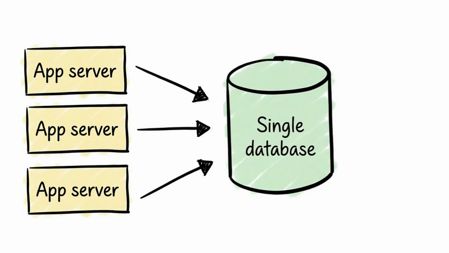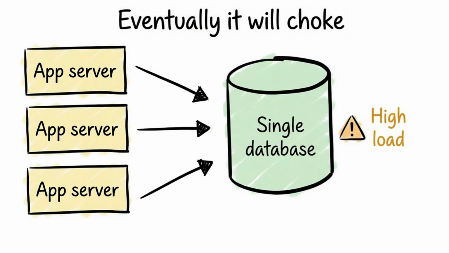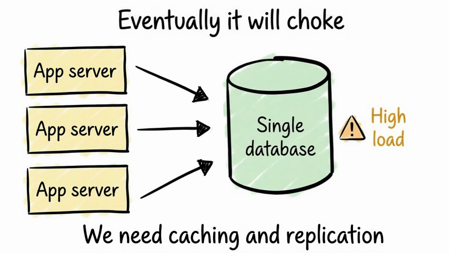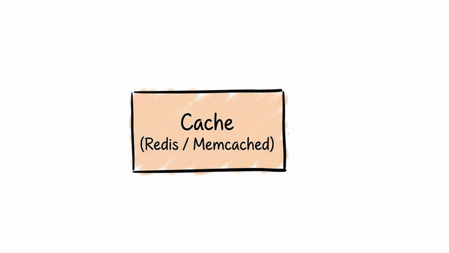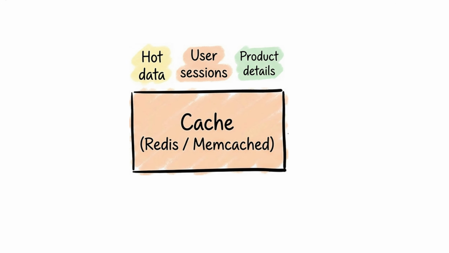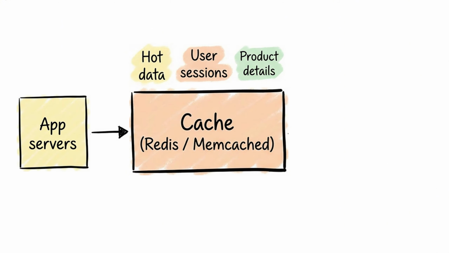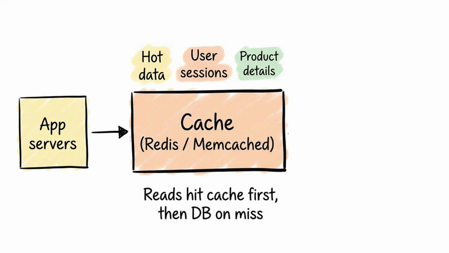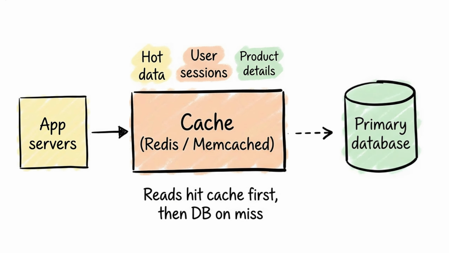Now scale. If you put everything on one database, it will eventually choke. So we add two tools: caching and replication. A cache is a fast, in-memory store, usually Redis or memcached. You cache hot data, user sessions, product details, timeline pages, or computed results. Reads hit the cache first. If there is a miss, you fetch from the database and write into the cache. This reduces load and latency.